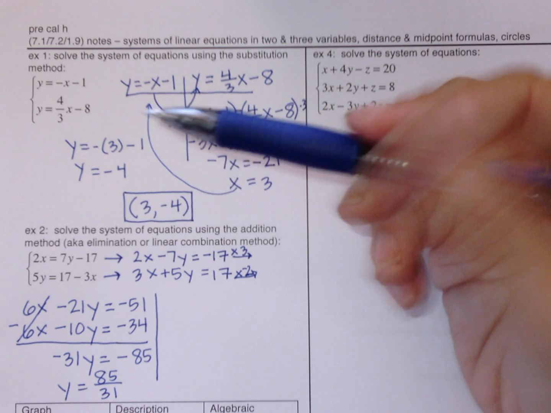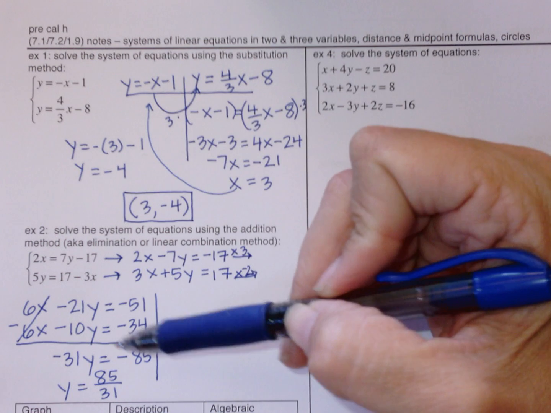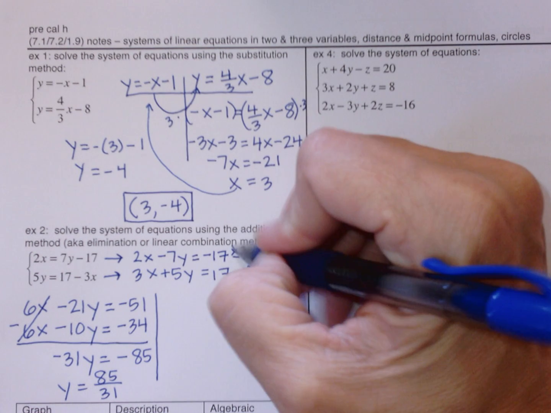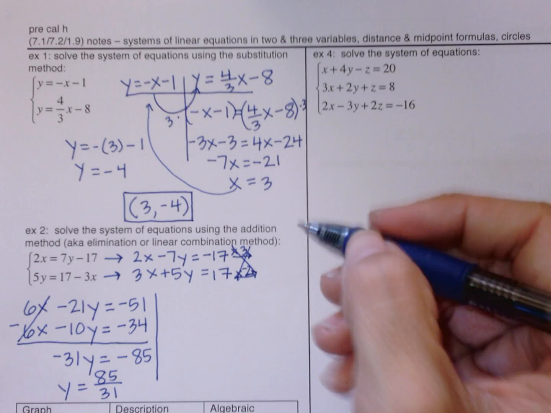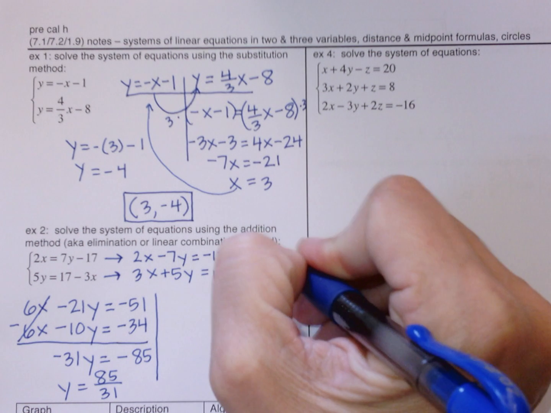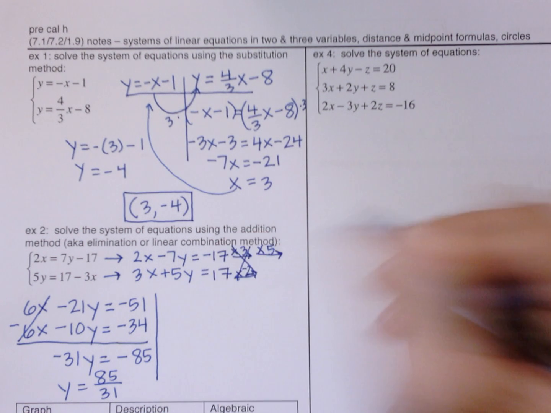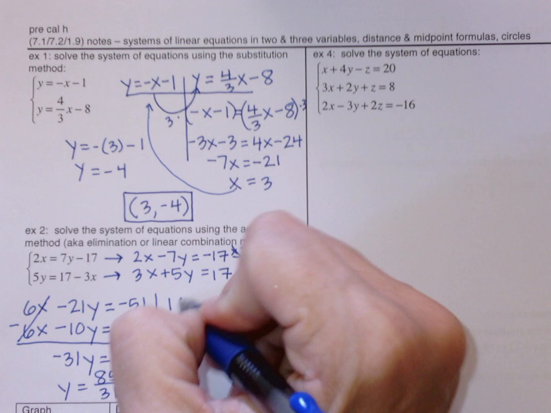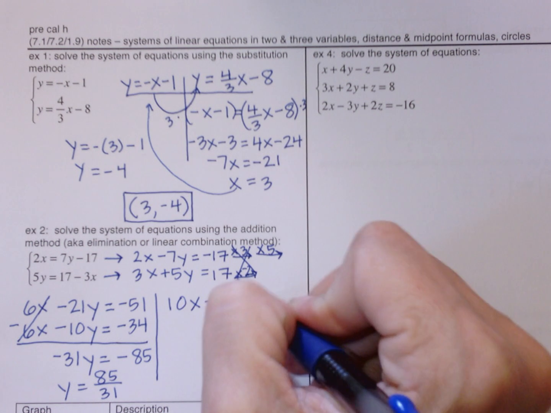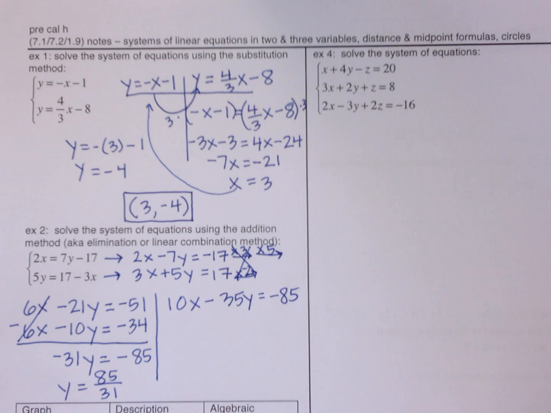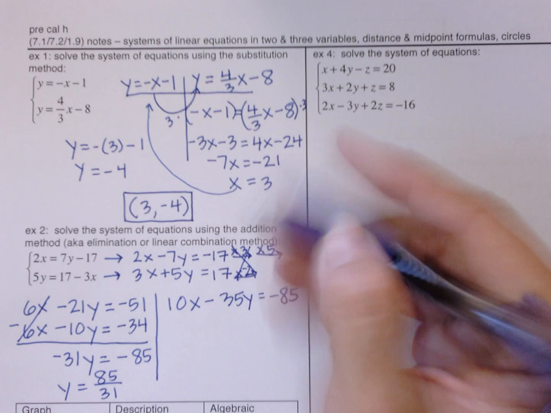But instead of doing that, since I have a fraction and that could kind of get messy, I'm just going to do the same thing I did with this one, but I'm going to do it with y's. So to eliminate the y's, this one needs to be multiplied by 5. So same equation, it would be 10x minus 35y equals negative 85. And then this one, I need to multiply by 7.